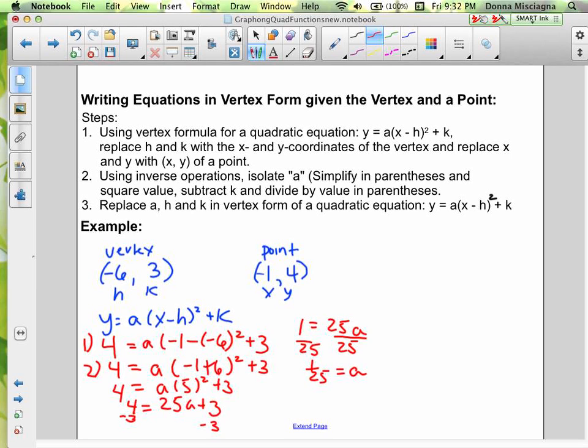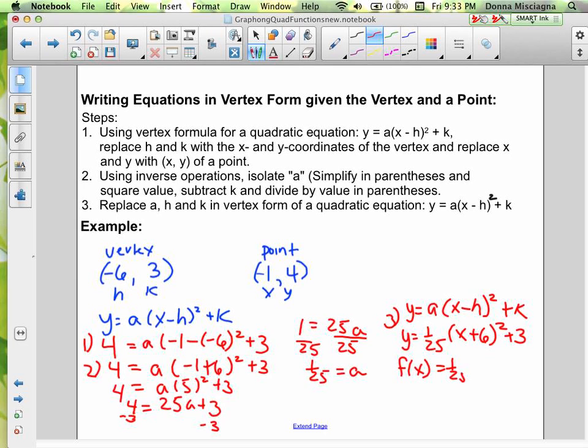Our very last step, step 3, is to replace the a with the value we just found, the h and the k with the vertex, and we have the equation of our parabola. So y equals 1/25. X, we know that's minus a -6 is going to be plus. x plus 6 squared plus 3. I could also, if I want to put it in function notation, write it as f of x equals 1/25 x plus 6 squared plus 3. So you can use either y or function notation. They're both correct. Let's move on to the next one.